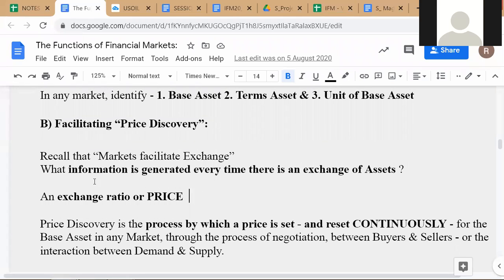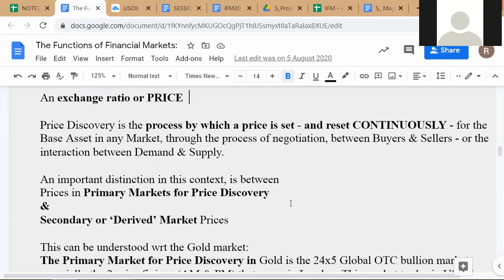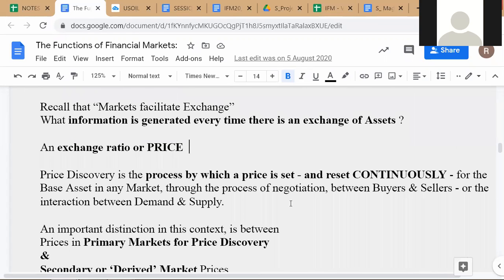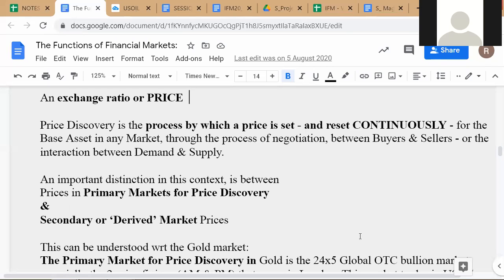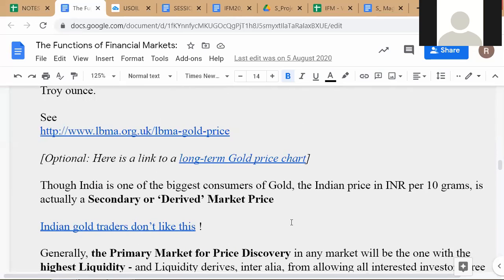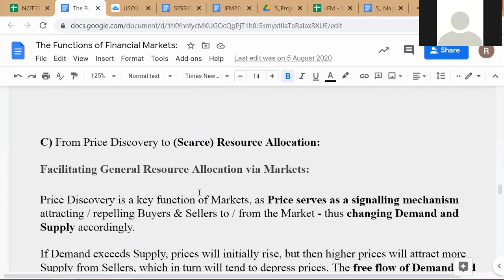So price discovery is a fancy term for one of the functions of markets, which is to facilitate price discovery. But it's very important because it has a larger role in the whole scheme of the capitalist economy. Price discovery is basically the continuous setting and resetting of the price, the trading which generates the price information. This is called price discovery. It's a process. You can read up later on the importance of price discovery for resource allocation. I'm not going to discuss that now.